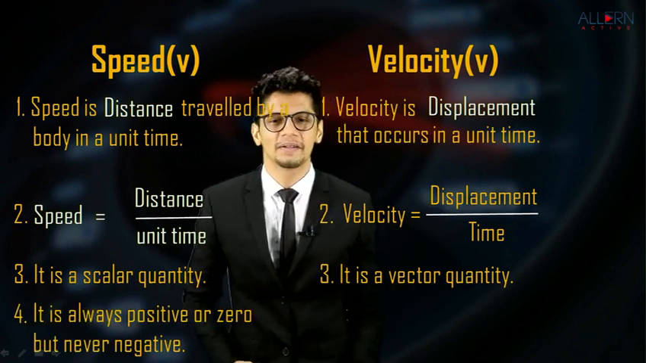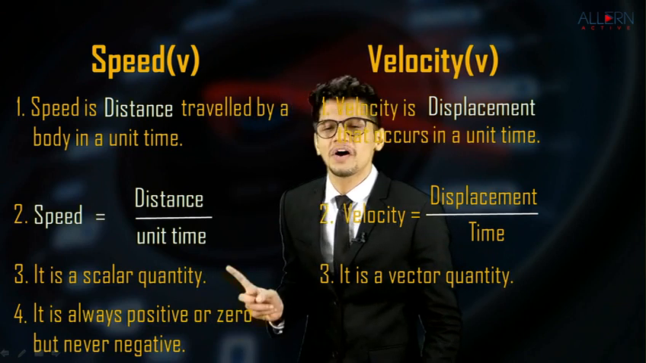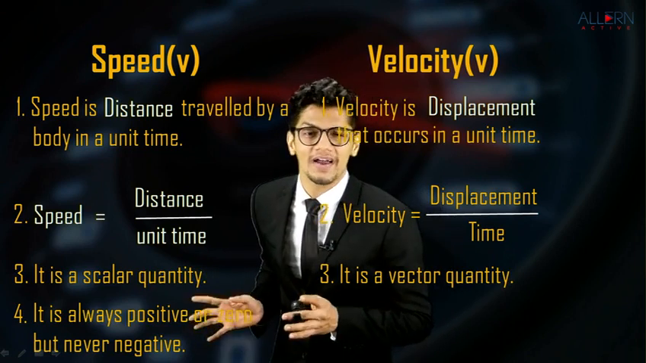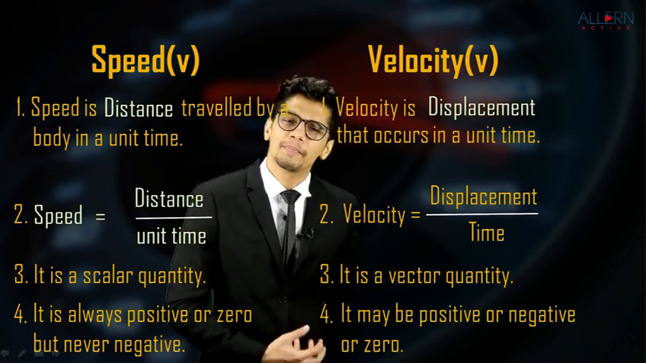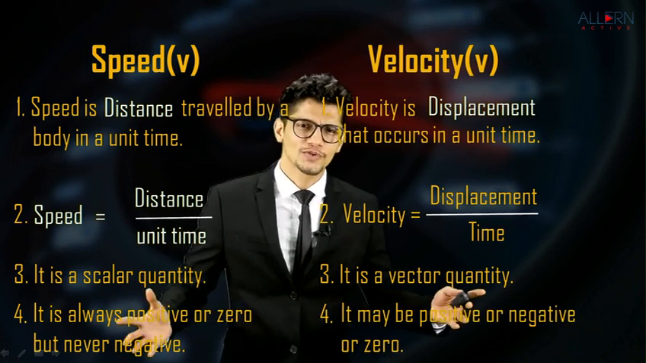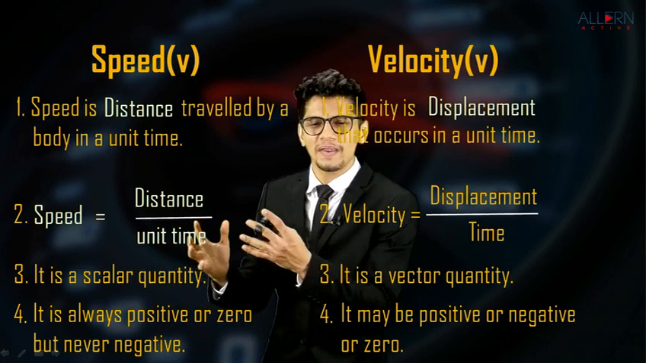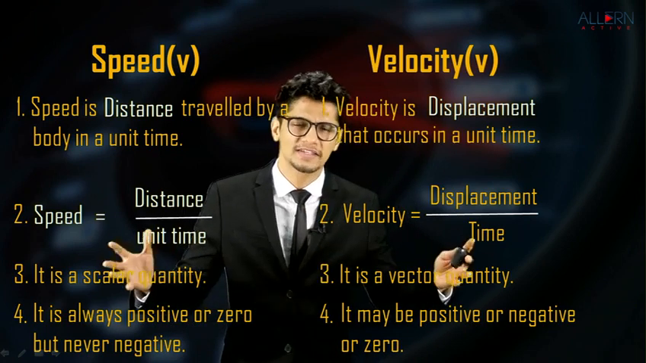Let us see the final point. It is always positive or 0 but never negative as it is a scalar quantity. We have already discussed this. And here it may be positive or negative or 0. So this was about speed and velocity, which is a very simple understanding.